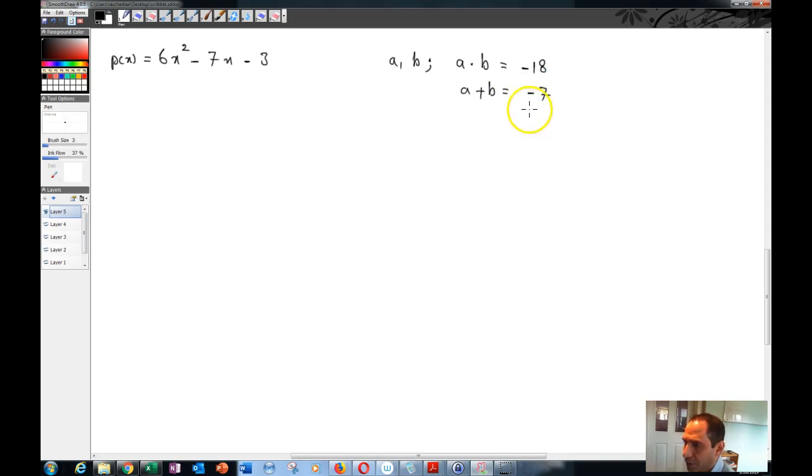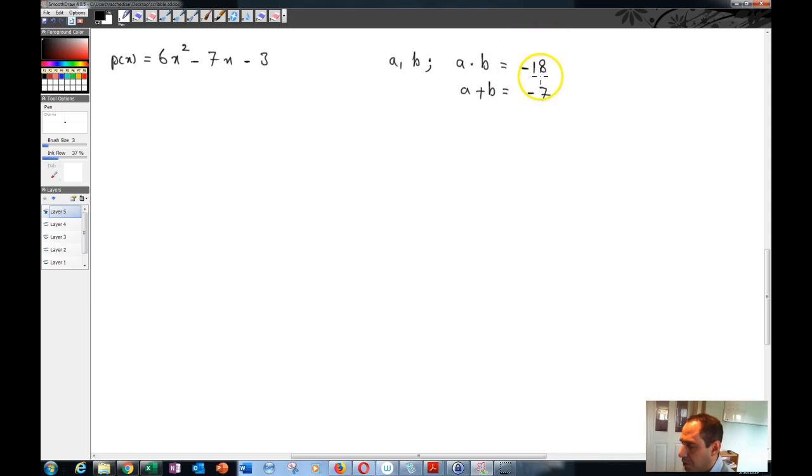The next question that we have here is 6x squared minus 7x minus 3, call it p of x. If you want to find the zeros of this polynomial, you're looking for two numbers a and b such that a times b is equal to 6 times negative 3, which is negative 18, and a plus b is equal to negative 7.